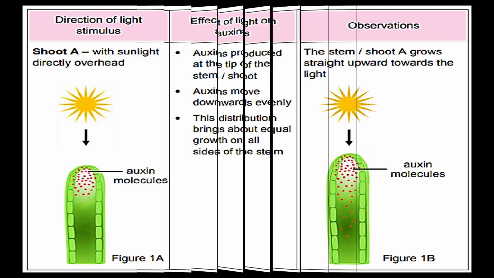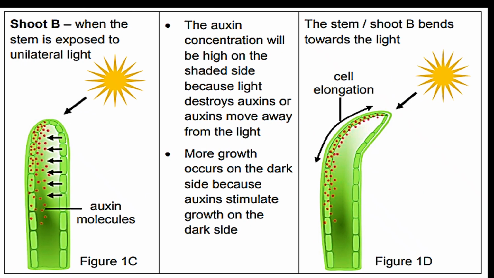Then we go on to what will happen when the sun moves to one side in the sky, like you are seeing on the screen. So here we have the stem, but then the sun is no more on top. The sun is now on the side. The light is coming from one side.